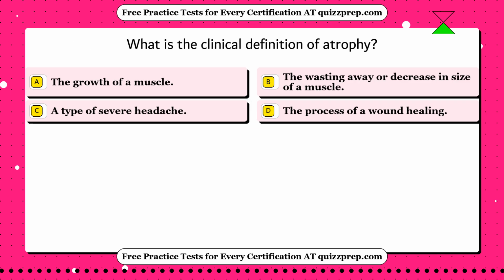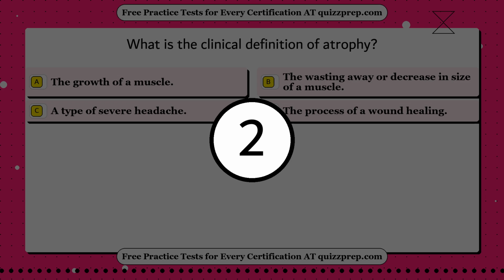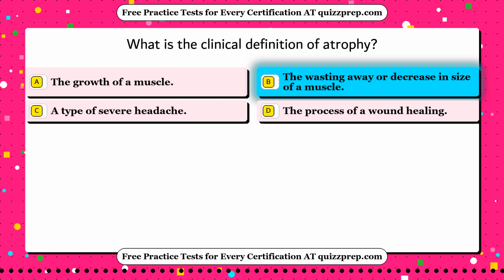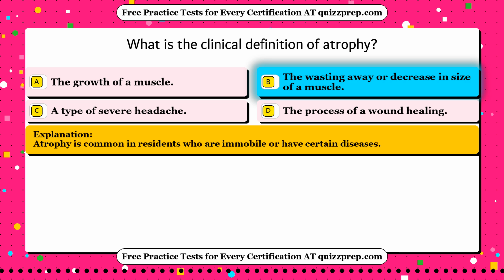Question 94. What is the clinical definition of atrophy? Option A, the growth of a muscle. Option B, the wasting away or decrease in size of a muscle. Option C, a type of severe headache. Option D, the process of a wound healing. The correct answer is option B, the wasting away or decrease in size of a muscle. Atrophy is common in residents who are immobile or have certain diseases.